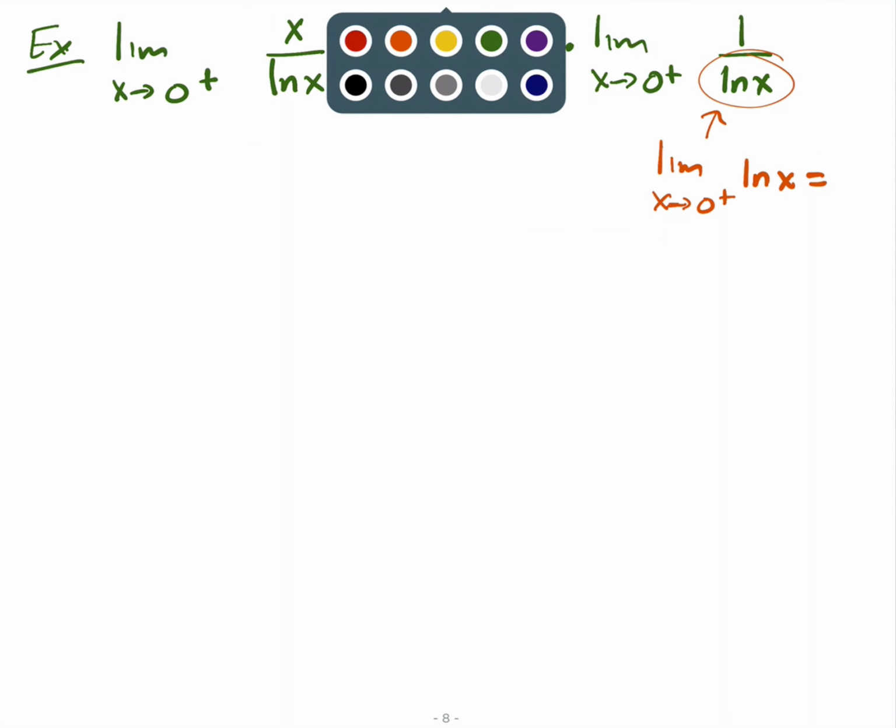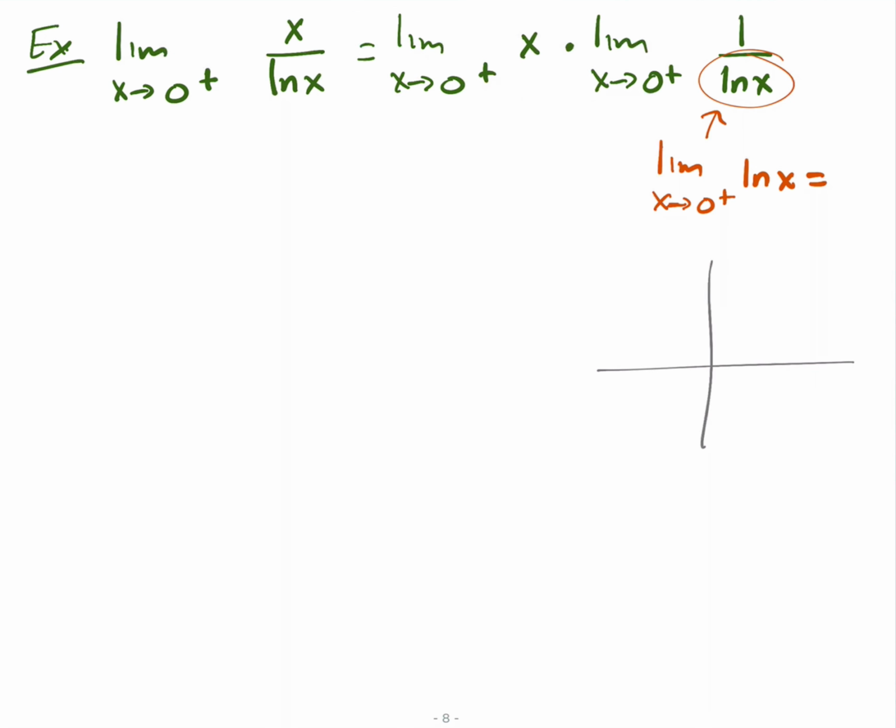So if I were to graph ln of x over here on the side somewhere, what does ln of x look like? It has an asymptote. What kind? At x equals 0, it has a vertical asymptote, right? It's like this. So just from the knowledge of the natural log of x, you can write down that limit. What's the limit as x approaches 0 from the right of ln of x? Negative infinity, right. You guys agree with that? Just ln of x, not anything up there.